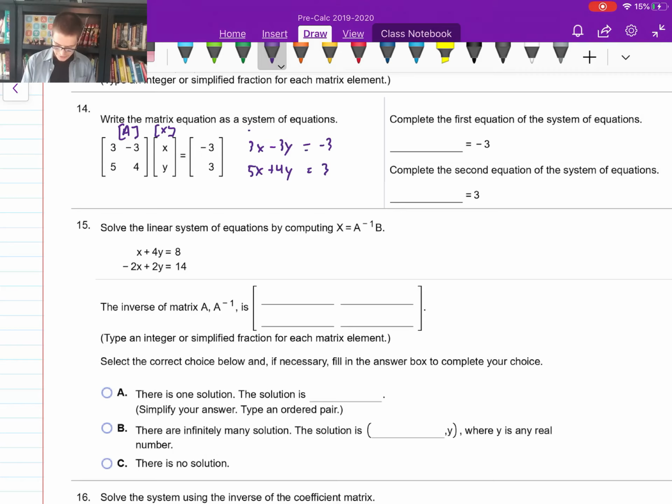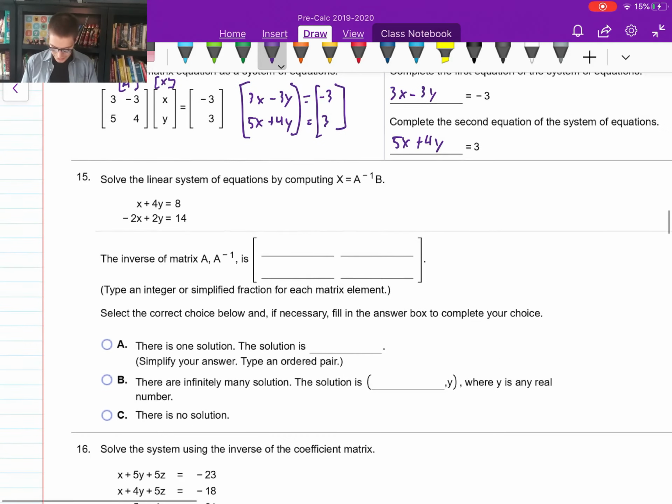Well, so you would actually get this as one entry, and then as a 2x1 matrix, and then you get this as a 2x1 matrix. And so since it's the same 2x1 matrix, you could just say 3x minus 3y equals -3, and 5x plus 4y equals 3. Okay, this one shouldn't be.